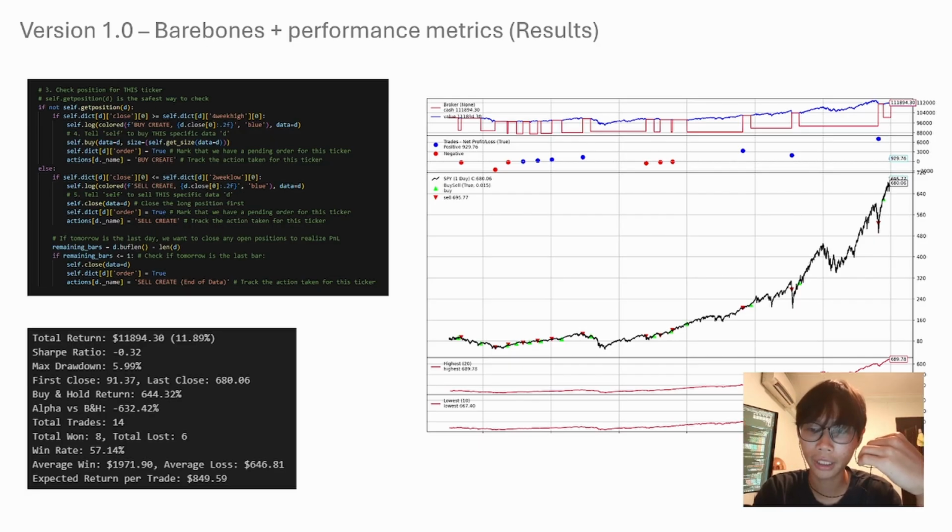So the performance: it managed to gain $11,000 in returns, a Sharpe ratio of negative 0.32. The win rate is actually quite high, 57%. So that's good, right? But it's only 14 trades. Okay, this data is from the S&P, from 2000 to 2026. So 26 years, and you only have 11% returns. Even though the win rate is quite good, and the average win far outweighs the average loss, it's just so infrequent that you might as well just buy and hold.